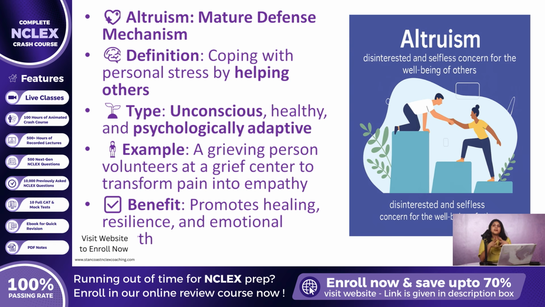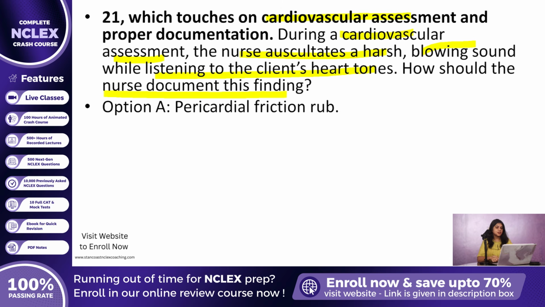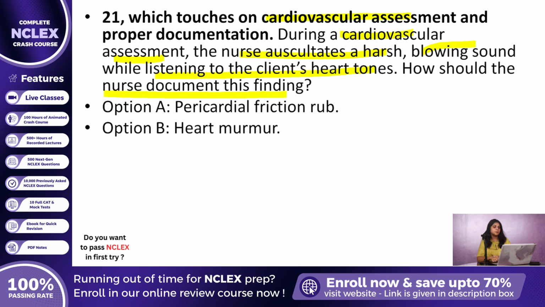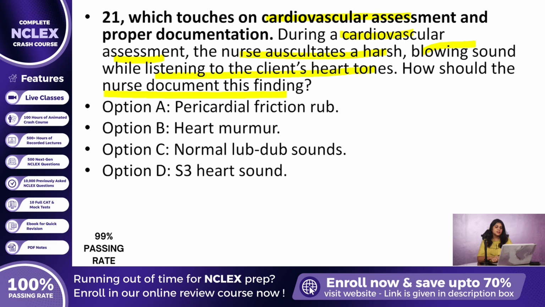And finally, let us look at question number 21, which touches on cardiovascular assessment and proper documentation. During a cardiovascular assessment, the nurse auscultates a harsh, blowing sound while listening to the client's heart tones. How should the nurse document this finding? Consider the options. Option A, pericardial friction rub. Option B, heart murmur. Option C, normal lub-dub sounds. Option D, S3 heart sound. The correct answer is option B, heart murmur.